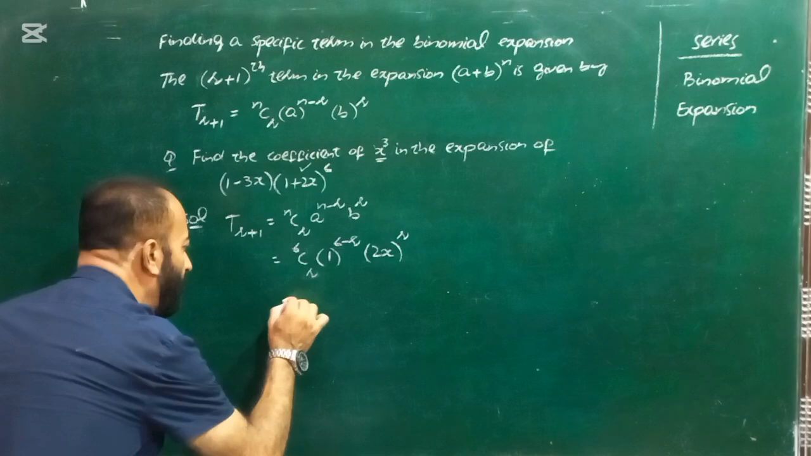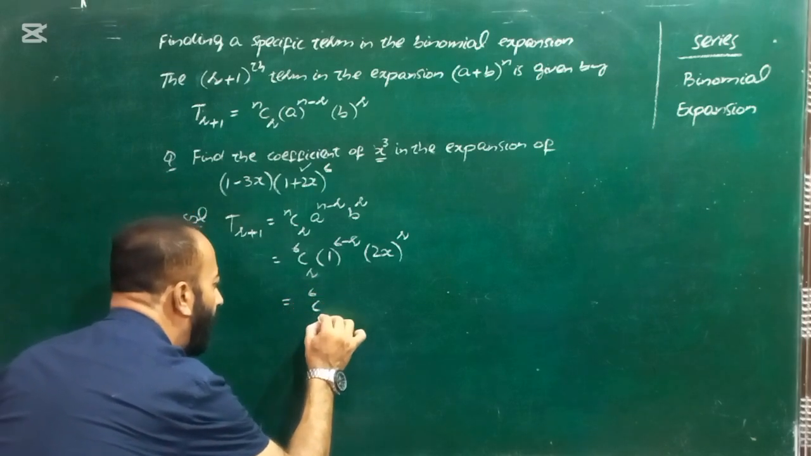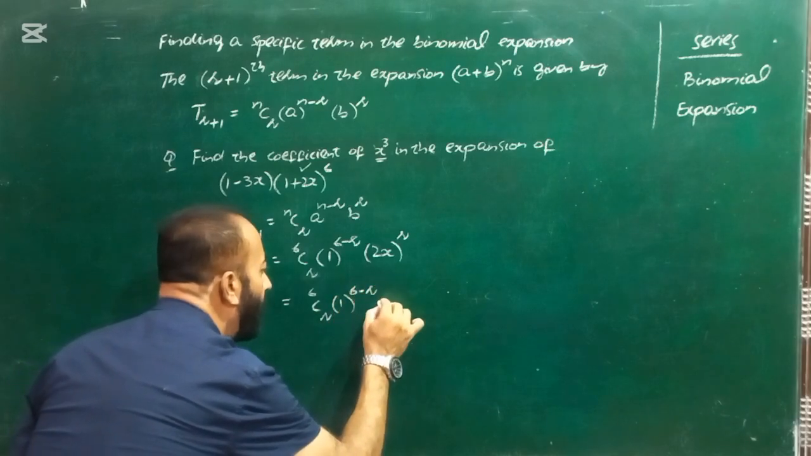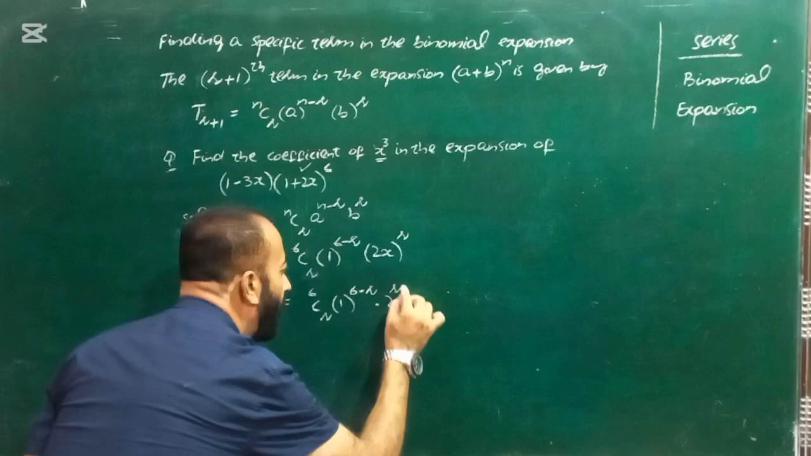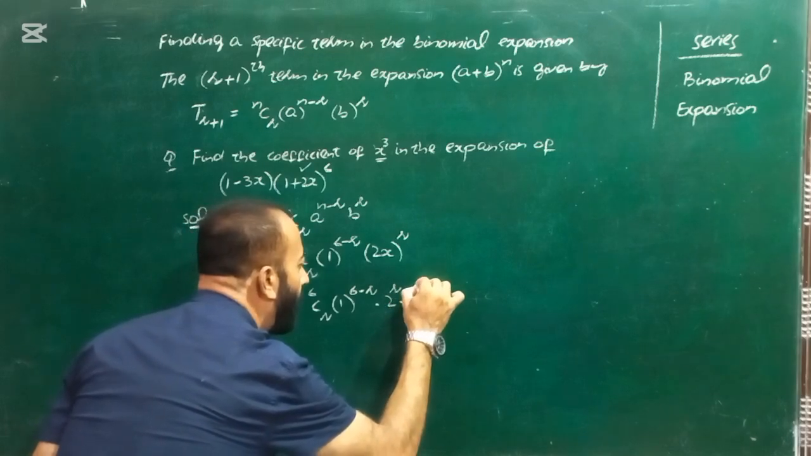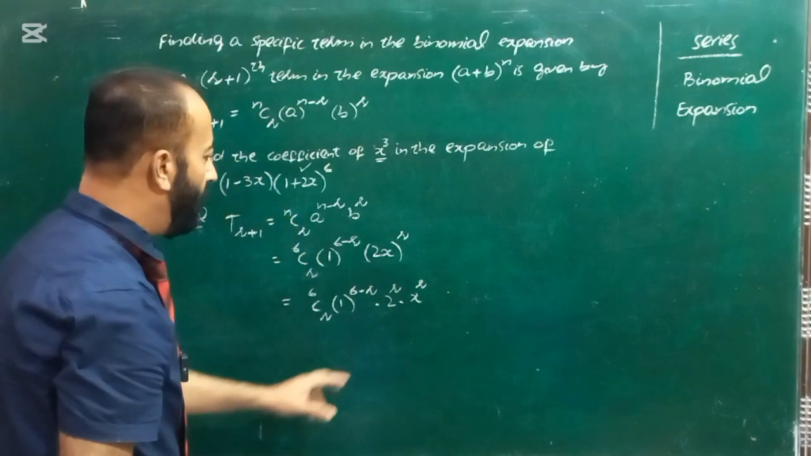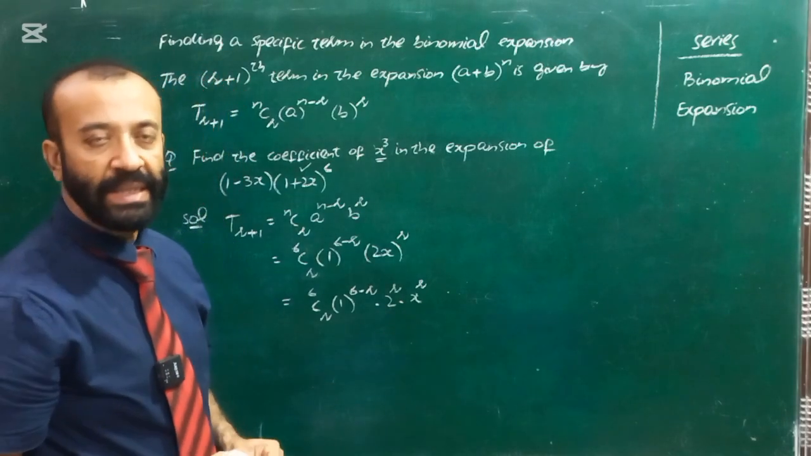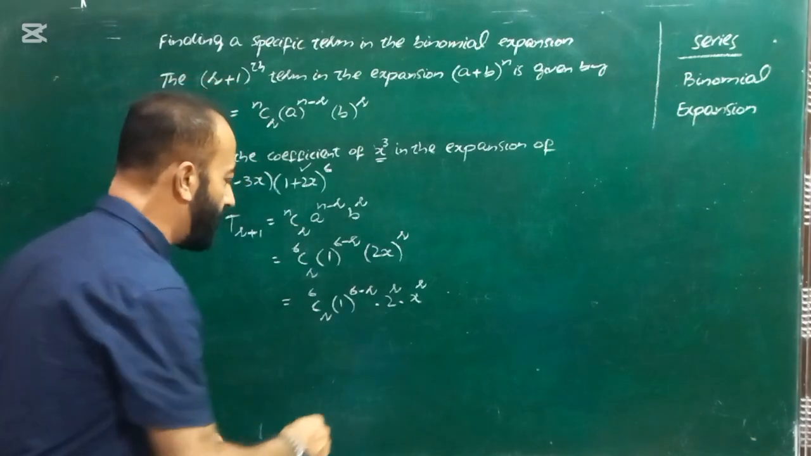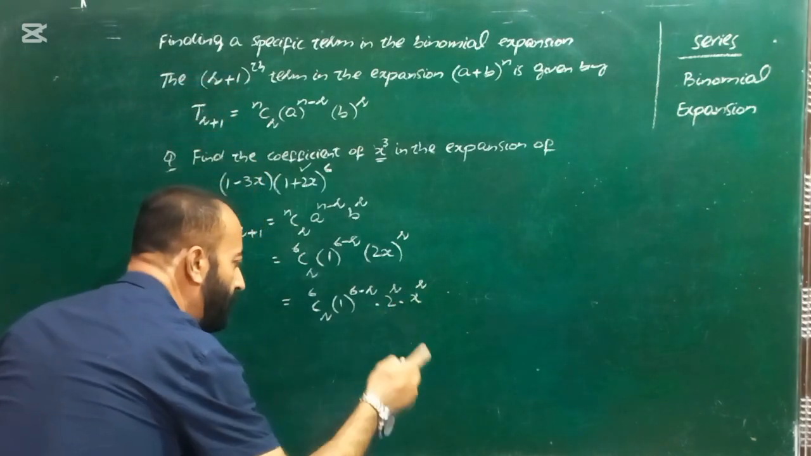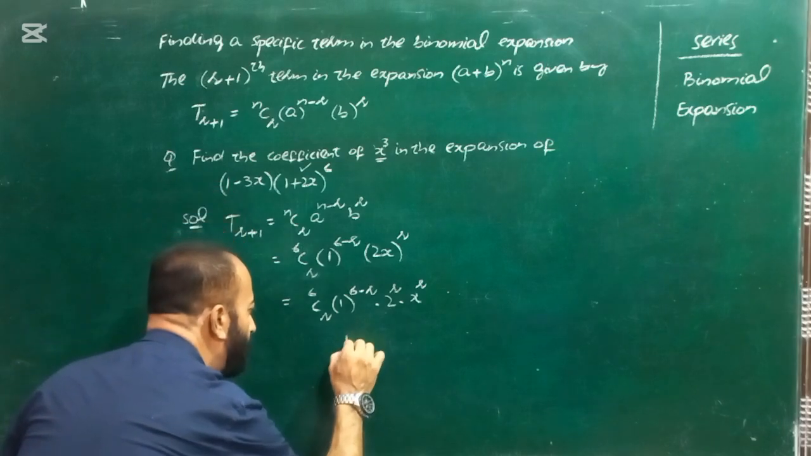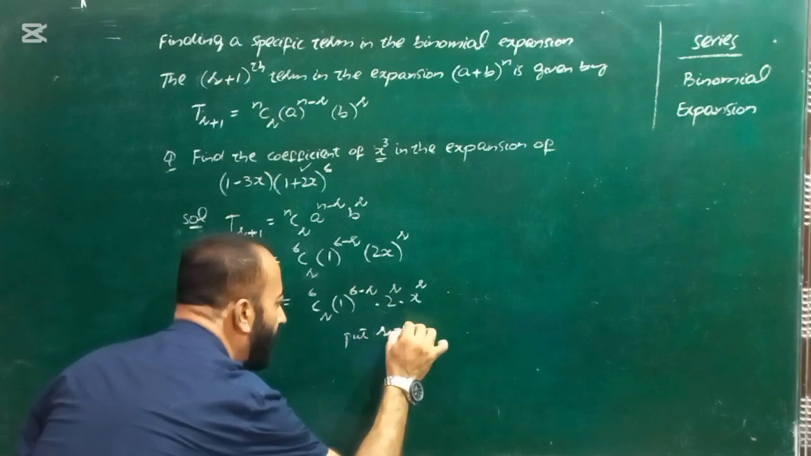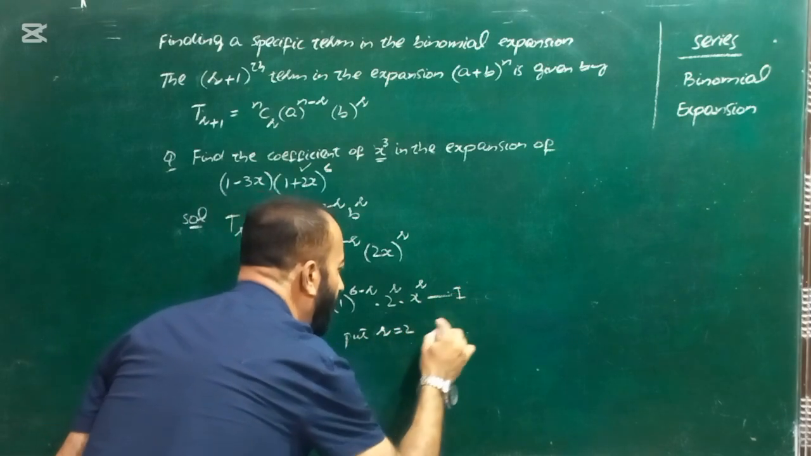Okay, from here simplify it. So 6cr into 1 raised to the power 6 minus r and 2 raised to the power r and x raised to the power r. Okay, from here we have discussed it earlier. We want two terms, one involving x square, second involving x cube. So first we are going to find the term involving x square. So put r is equal to 2 in 1.